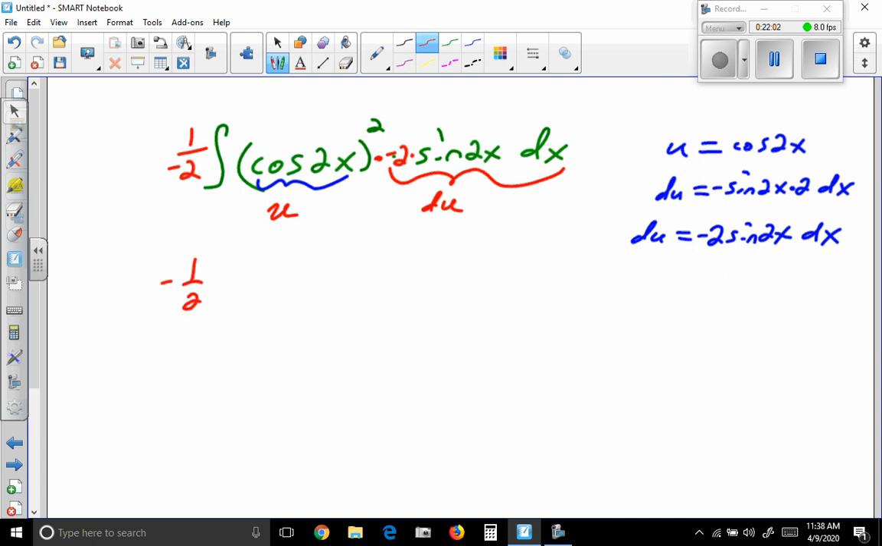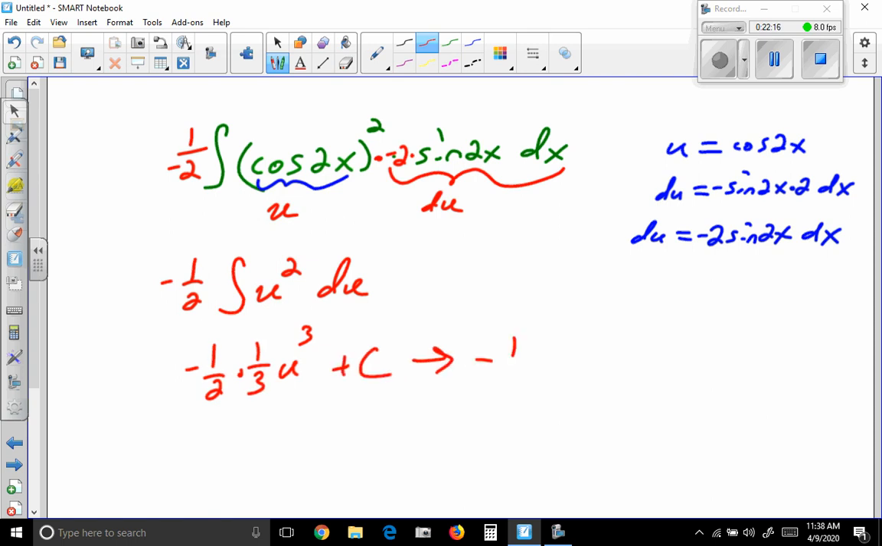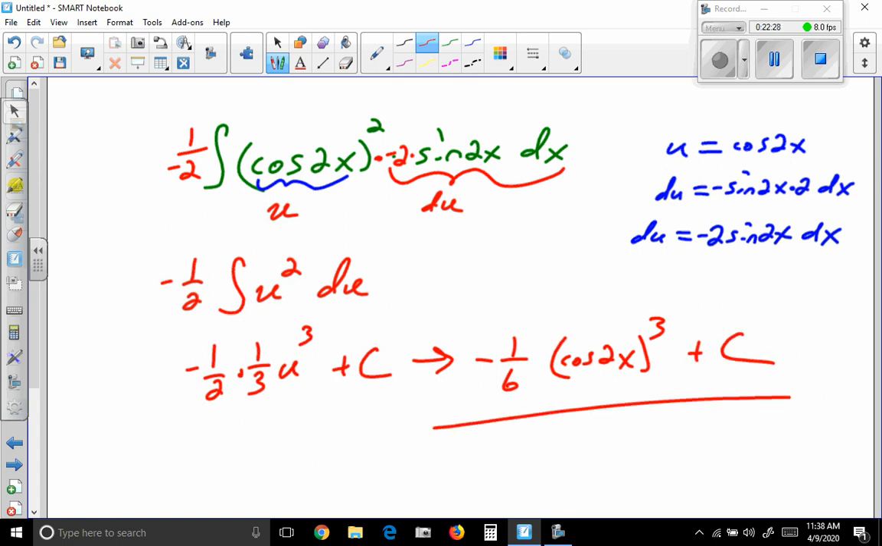So we have negative 1/2 times the integral of u squared du. So negative 1/2 u to the 3rd over 3 plus c. So we get negative 1/6 u is cosine 2x, and that's cubed. So just picking the correct thing to be u. It's not always obvious what you need to pick for u, so pick something, and if what's left does not remotely resemble du, then throw out your u and try something else.